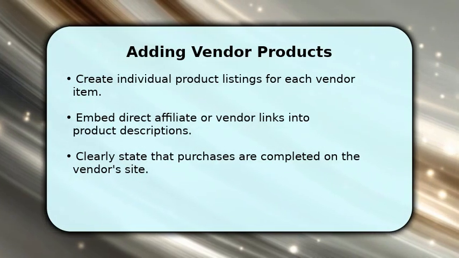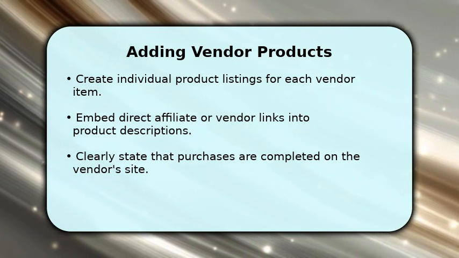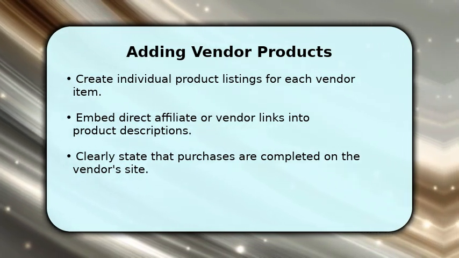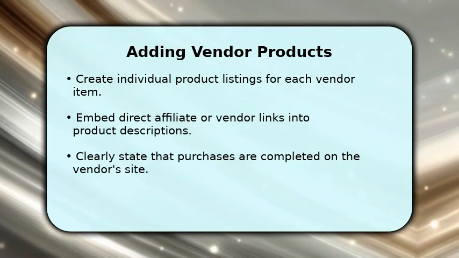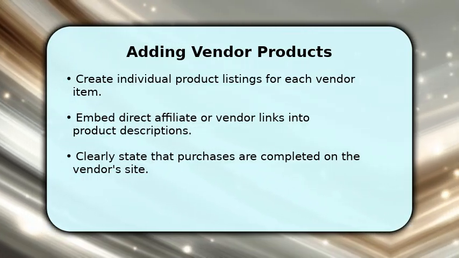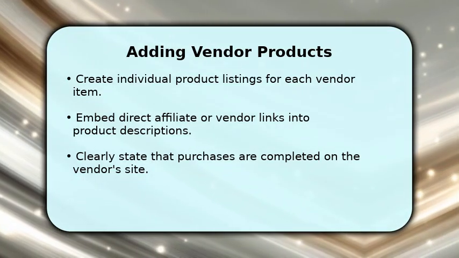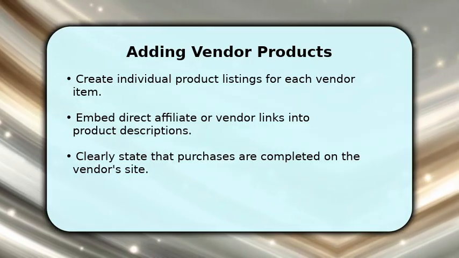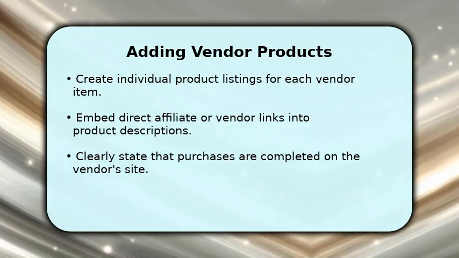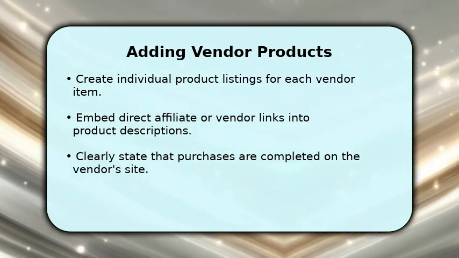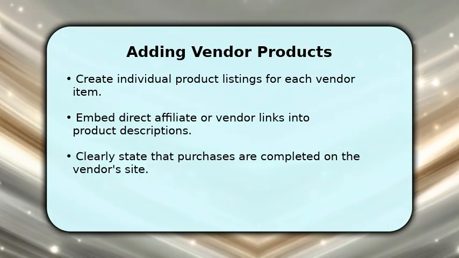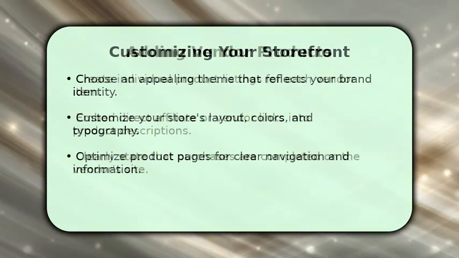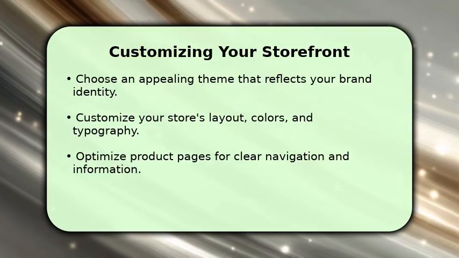Now, let's add your vendor products. For each item, create a new product listing in your Shopify admin. In the product description, embed the direct vendor link where customers can purchase the item. It's crucial to clearly inform customers that clicking the link will take them to the vendor's website to complete their transaction, ensuring transparency.